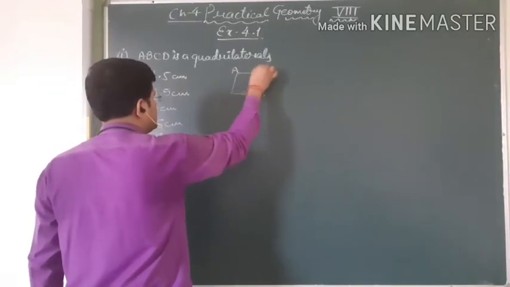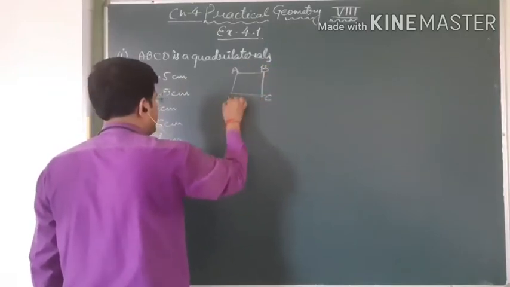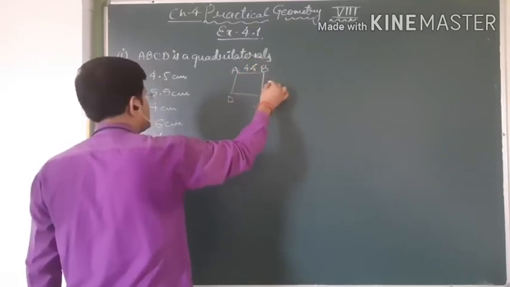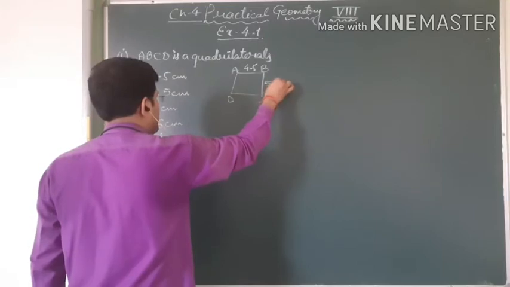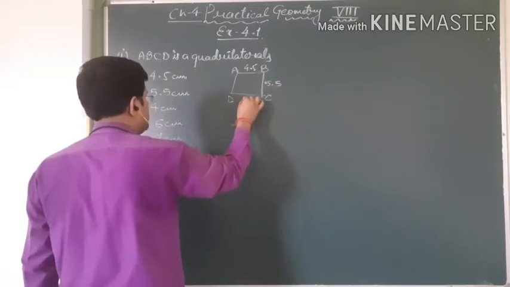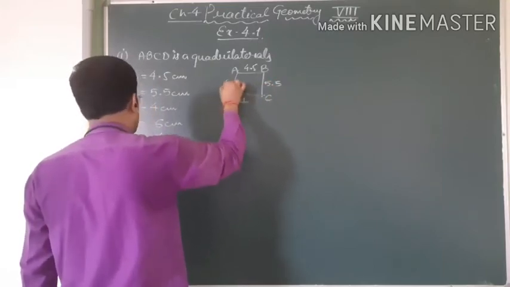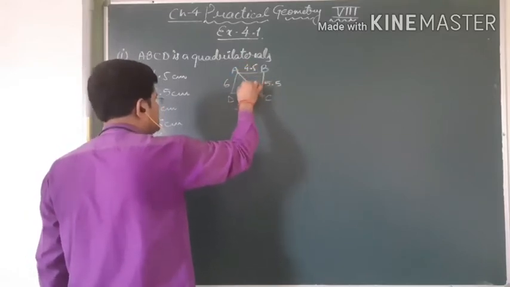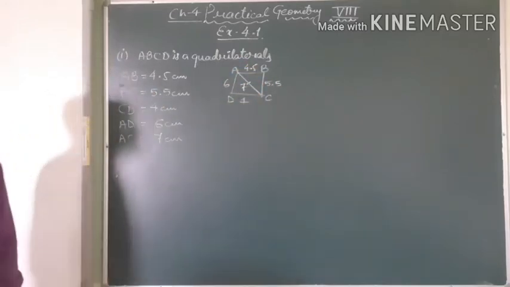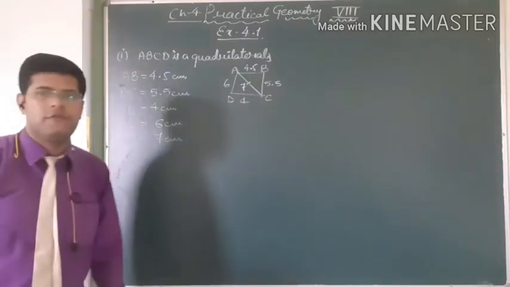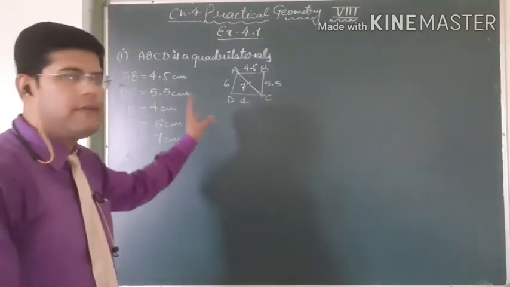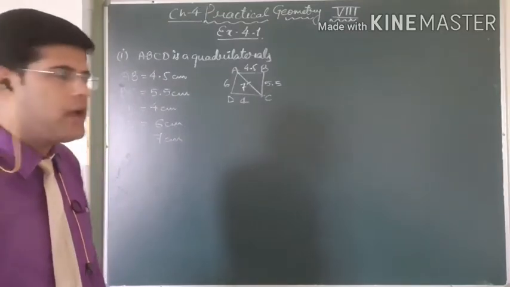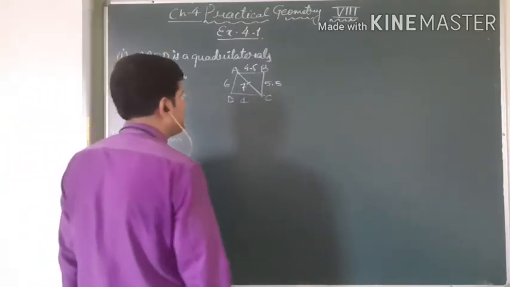ABCD is a quadrilateral. Firstly we have to make a rough figure. Now AB is 4.5, BC is equal to 5.5, CD is equal to 4, AD is equal to 6, and AC is equal to 7. So here 5 things are given. Okay students, this refers to the first rule, where 5 things are given, like 4 sides and 1 diagonal. Now we are going to start to make this figure.